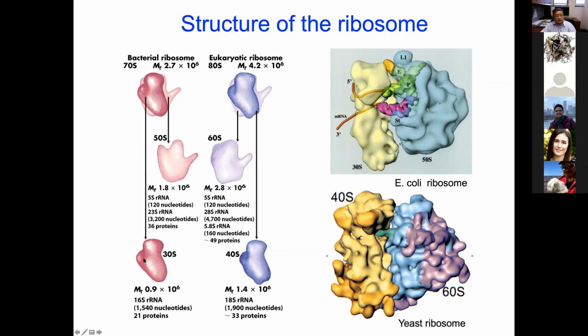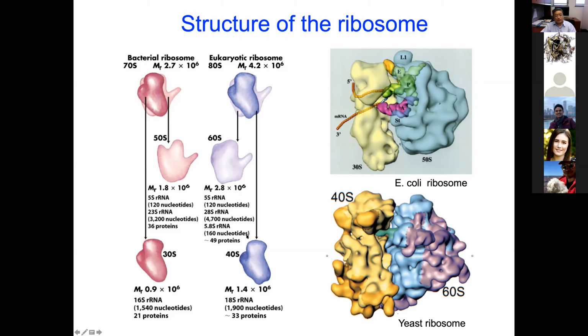And the structure of the smaller subunit is simpler. It is the 30S subunit. It contains the 16S ribosomal RNA, and this RNA contains 1,540 nucleotides. It's also a very large RNA molecule. And it also contains 21 proteins.